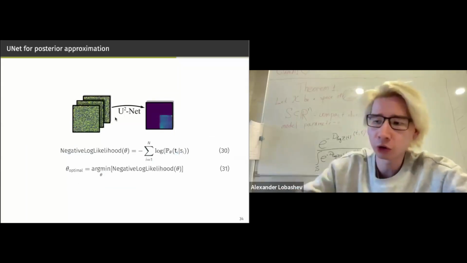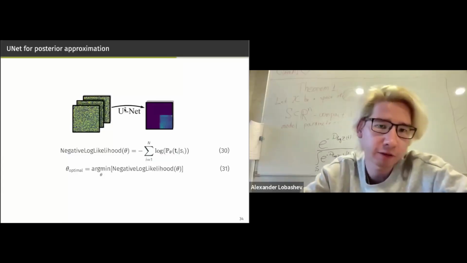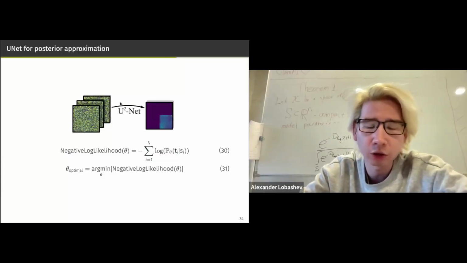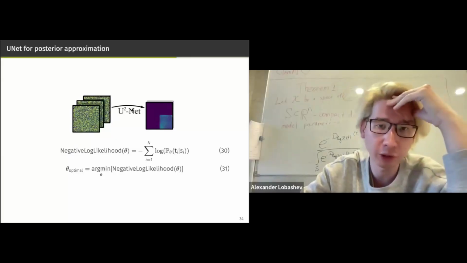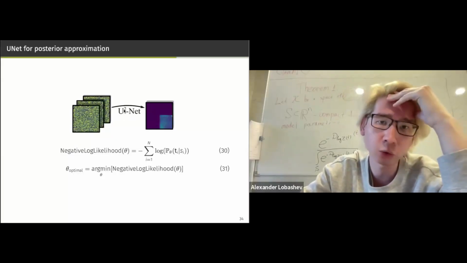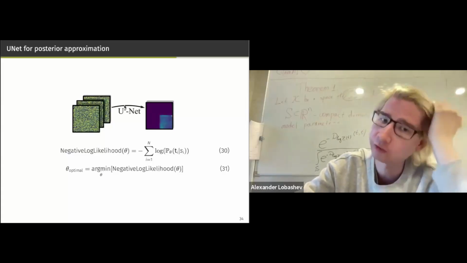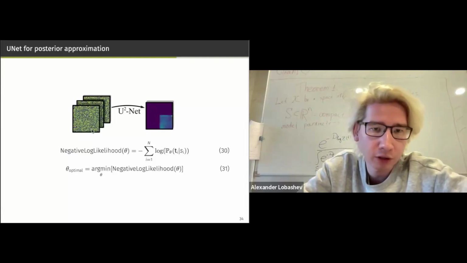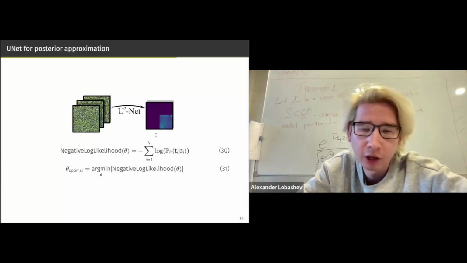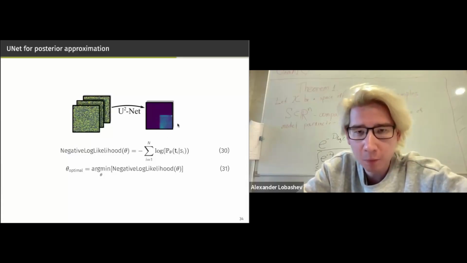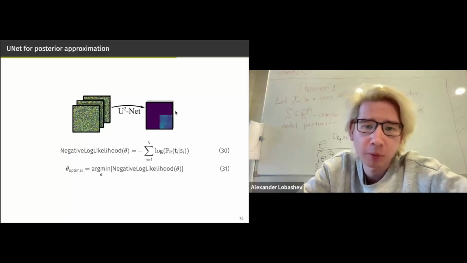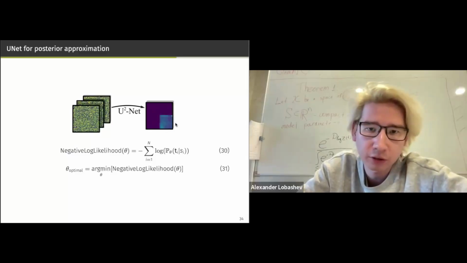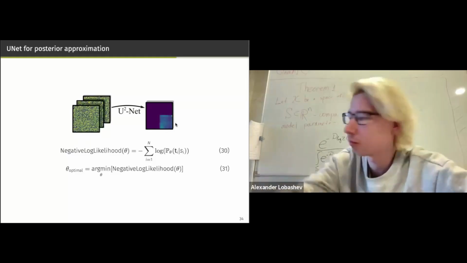And how it can be done in practice: we have a lot of neural network architectures for image-to-image translation, for example, UNet, or here we use square UNet or nested UNet, which is the same. As input, it takes a batch of images generated with the same values of parameters, and it returns a grid, which is a representation of our probability distribution in a discrete grid of points.